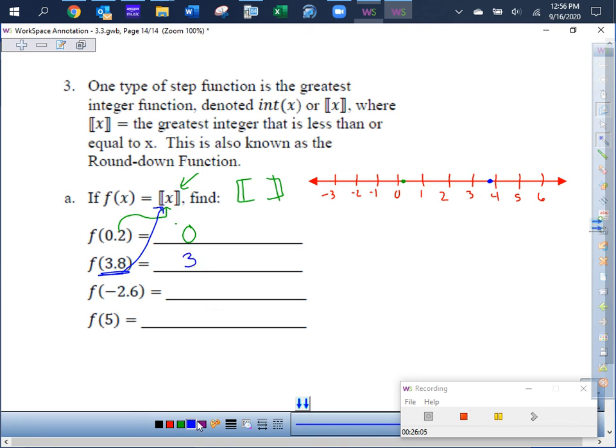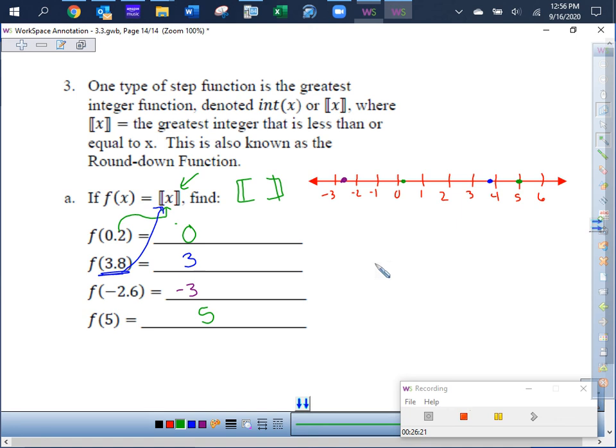3. The negatives give people a hard time. Negative 2.6 is right now. And if you round it down, what does that round down to? Negative 3. And just an integer itself gives people a hard time, like 5. What does 5 round down to? 5 is already an integer, so that answer is going to be 5.